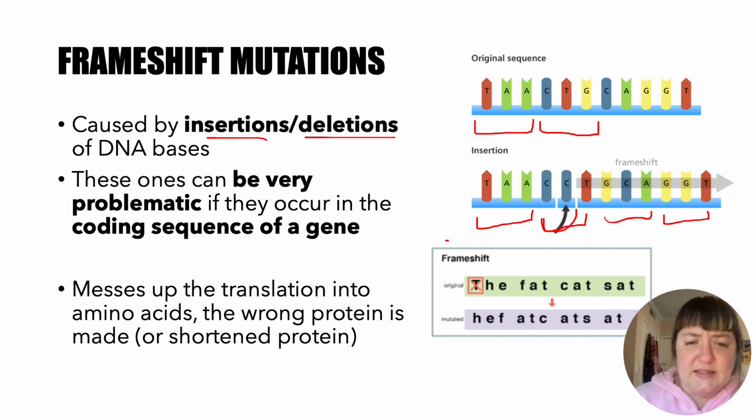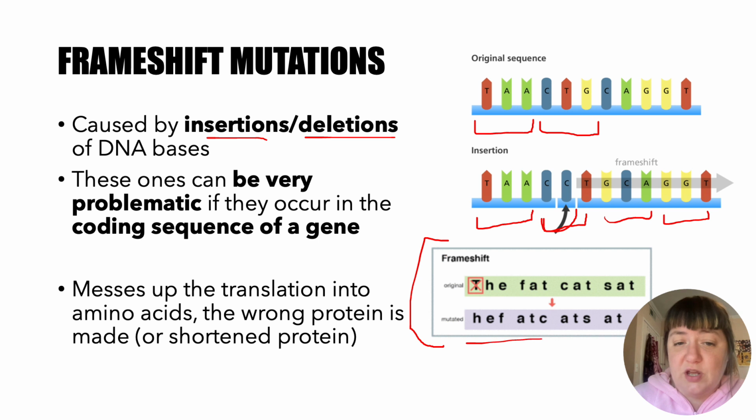And I like this analogy here, so it shows the effect of a frame shift. For example, if you had a sentence, the fat cat sat, and you deleted one letter and shifted it all over, then it's pretty much unreadable. So it's going to mess up the translation, and you're either going to get the wrong protein made, or a lot of times you'll get a shortened version of the protein, because it could introduce a stop codon, and then the protein will just end there. It messes up proteins pretty bad.